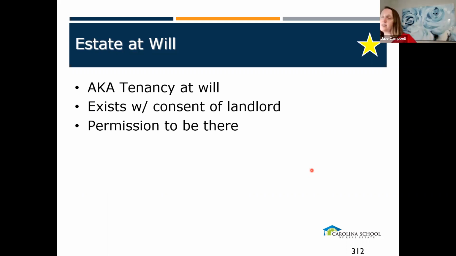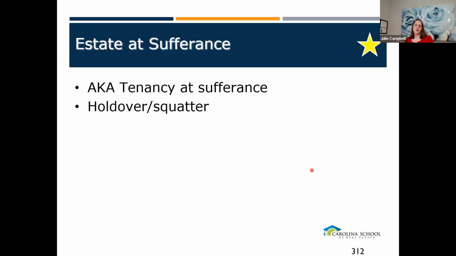The last leasehold estate that we have is an estate at sufferance, also known as a tenancy at sufferance. With these types of estates, somebody is suffering. You know who's suffering? The landlord, because they got a tenant that they can't get rid of. They got a squatter, they got a holdover. That tenant was probably there under a legit lease. That lease ran up and they didn't leave. And now the landlord's got a squatter on their hands, somebody they've got to get out.